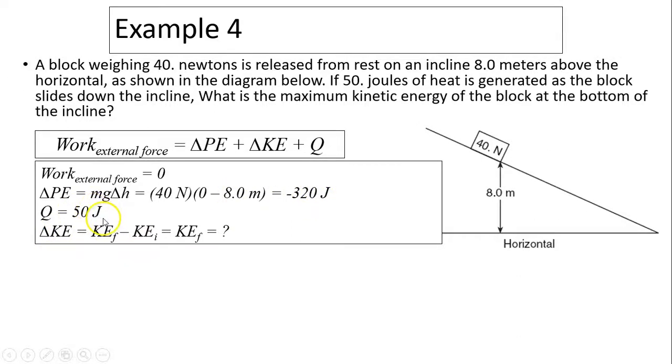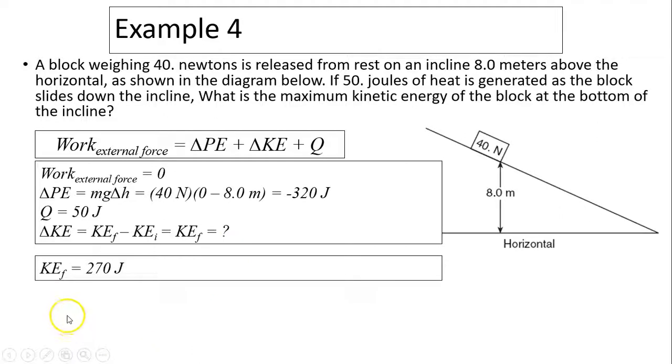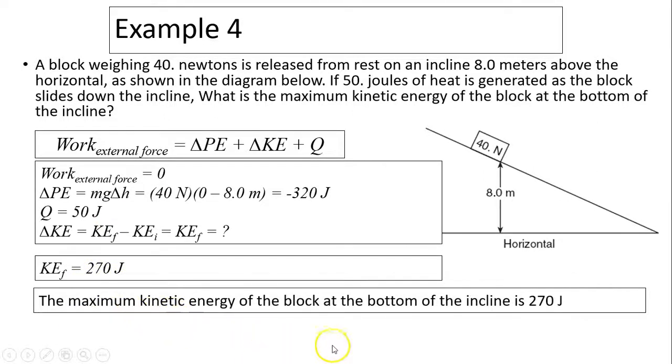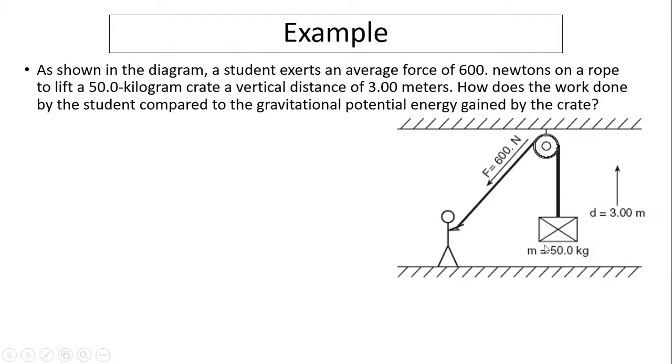And we know 50 joules is generated as heat. What is the final kinetic energy? Change in KE is final kinetic minus initial kinetic, and initial kinetic is 0 because the block is released from rest. So basically delta KE equals KEf. You plug everything in: 0 equals negative 320 plus 50 plus KEf. So KEf has to be 270. That is the maximum kinetic energy at the bottom of the incline, 270 joules.